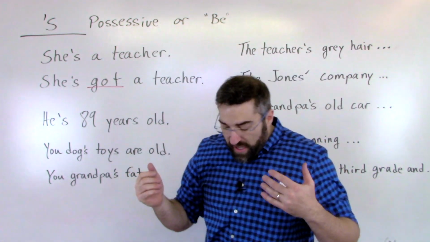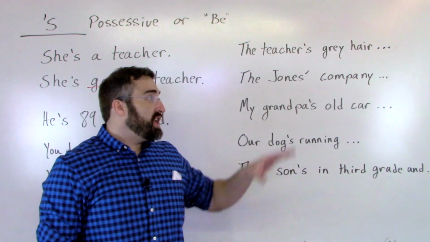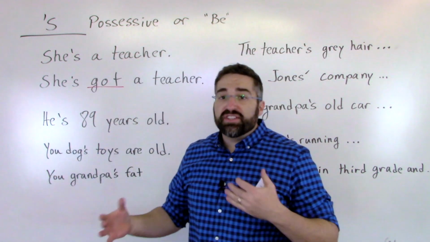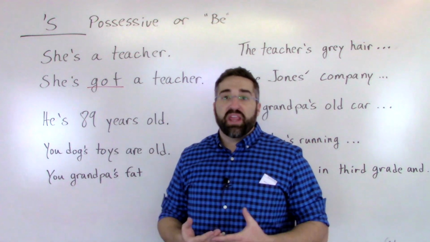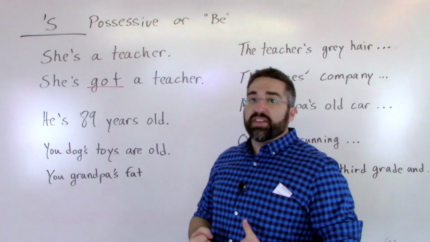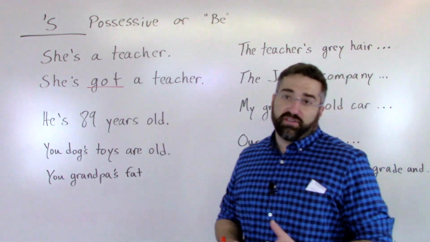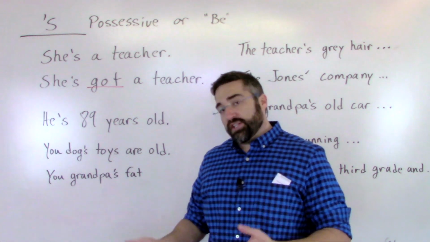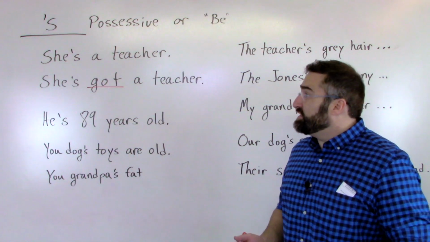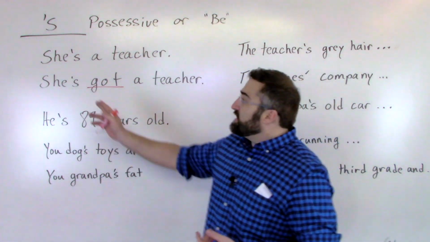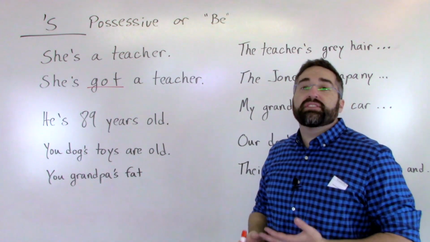So we're going to look at possessives or be here on the board. I have put some examples on the board for you so that you can see the different uses and decide when it is a possessive and when it is be. Okay, so let's look at these examples. The first one, she's a teacher. So is it be or is it possessive? Think about the sentence. It's a very short sentence. Where is the verb?